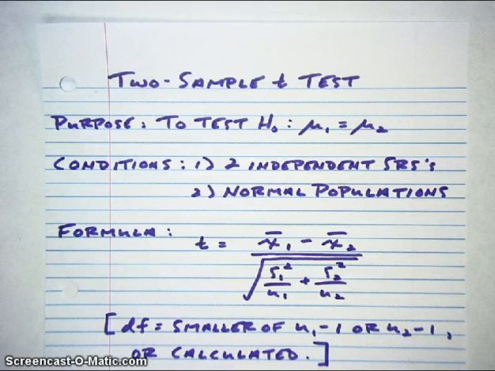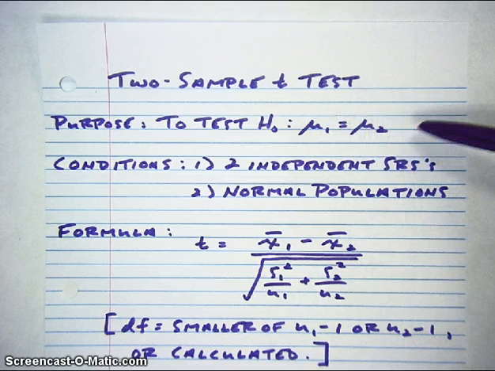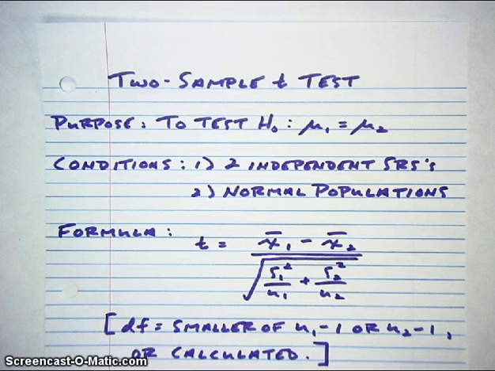The two-sample t-test is most commonly used to test the null hypothesis that two population means are equal, although it could also be used to test the null hypothesis that a difference in population means is equal to a specific value. The conditions are two independent simple random samples and normal populations.